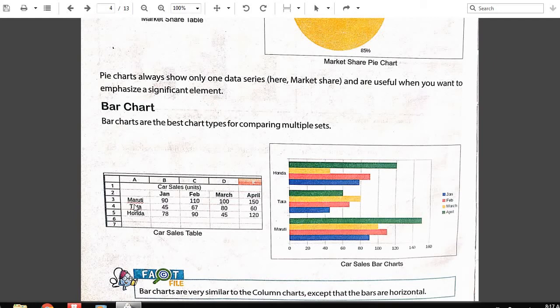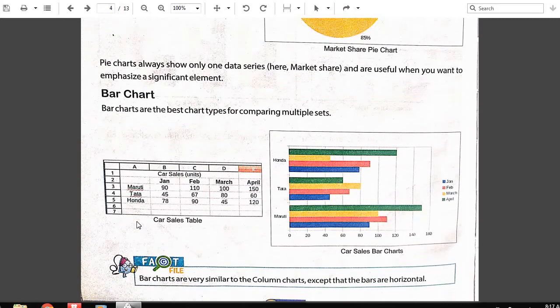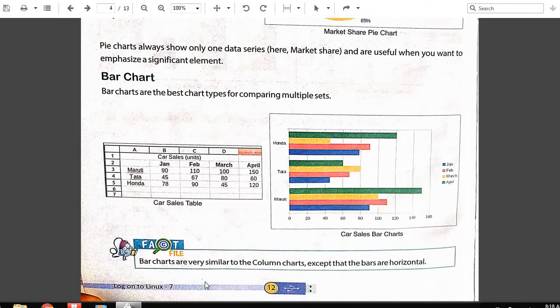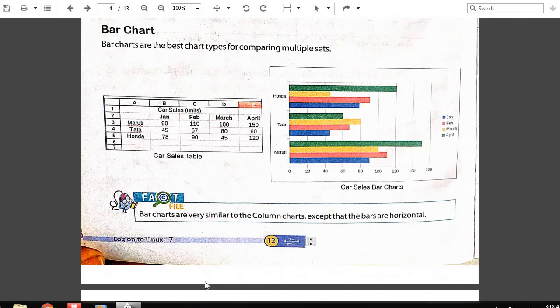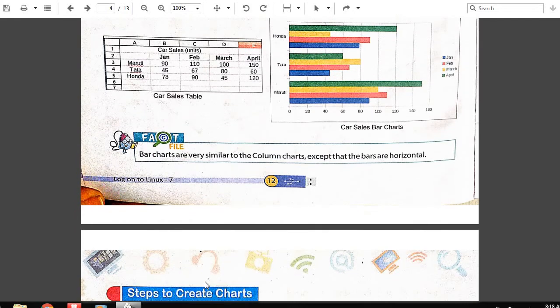Like here, different companies are there and sales of cars in different months. Two things are there and both can be represented with different colors. You have to remember that bar charts are similar to column charts except that the bars are horizontal, the rest is the same. So this was about different types of charts.